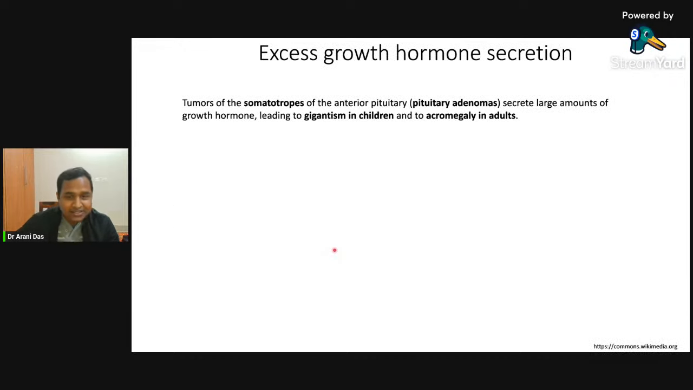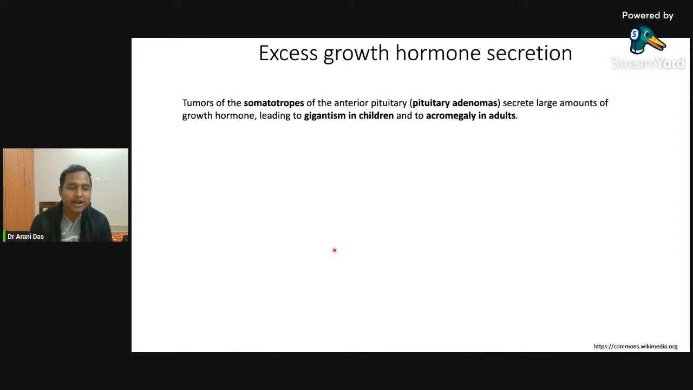Now, what happens in excess growth hormone secretion? Again, a tumor of the somatotroph cells of the anterior pituitary, or pituitary adenoma, secretes a large amount of growth hormone, which produces two different types of clinical condition depending upon age. One is gigantism in children and acromegaly in adults. So what happens here? There is a tumor in the pituitary gland arising in the specific type of cell which is called somatotrophs.